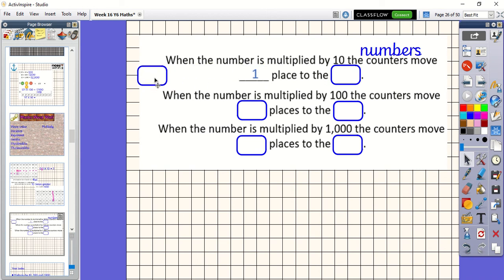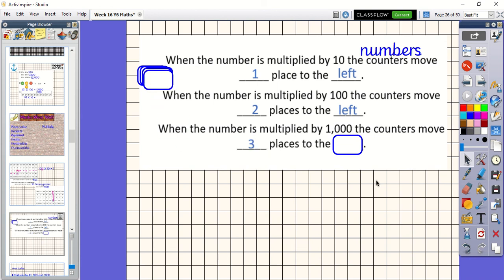So the numbers move one place to the, now remember, if we're multiplying, we're making the number bigger. Okay, so the number is getting bigger, so it's going up in the place value chart. So you should be moving it to the left. Okay, so when the number is multiplied by 100, the counters move 2 places to the left because there are 2 zeros in 100. And then finally, when the number is multiplied by 1,000, how many zeros do you have there? The numbers move 3 places to the left. Okay, so when we're multiplying, we always go to the left.